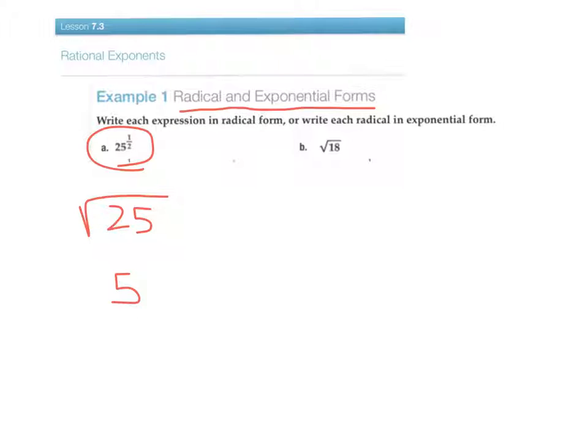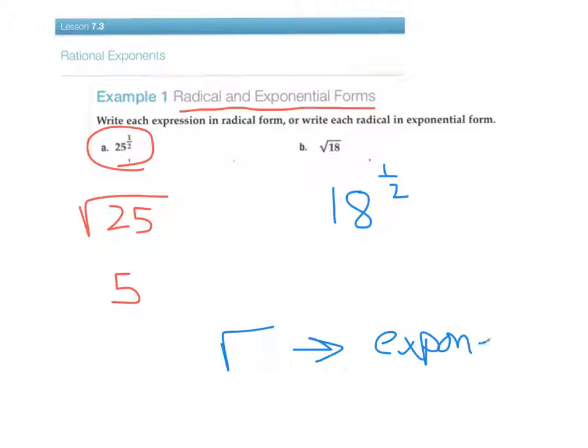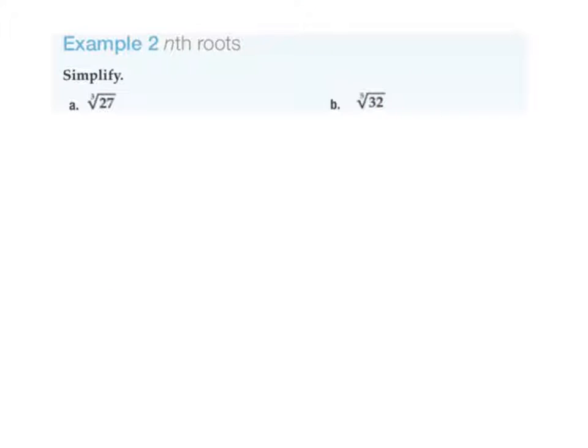Now, if we look at this other problem, if it's already a square root, we can change that 18, and instead of writing it as a radical, we write it as an exponent, but it's not a whole number exponent, it's a fraction exponent of 1/2. So a square root is the same thing as an exponent of a fraction, 1/2.